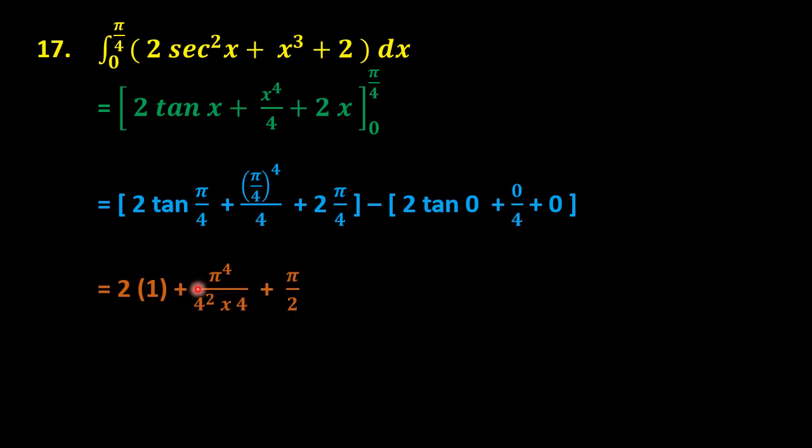Now here after simplification, we get 2 plus pi to the power 4 by 1024 plus pi by 2. So we can't simplify further, so this is our answer.